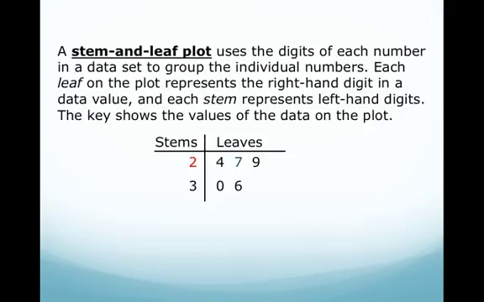So in this case, the stems are the 2 and the 3, and the leaves are the 4, 7, and 9, and the 0 and the 6. If you use the key 2 line 7 means 27, then the numbers in this stem and leaf plot represent 24, 27, 29, 30, and 36.